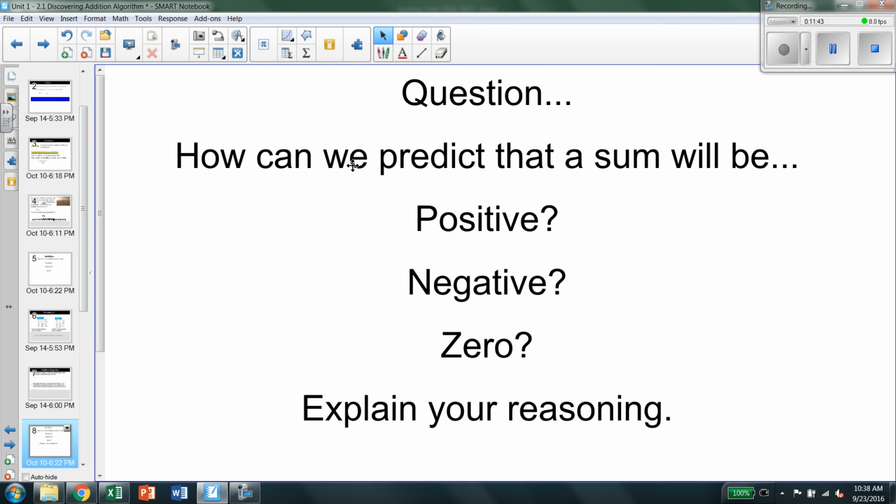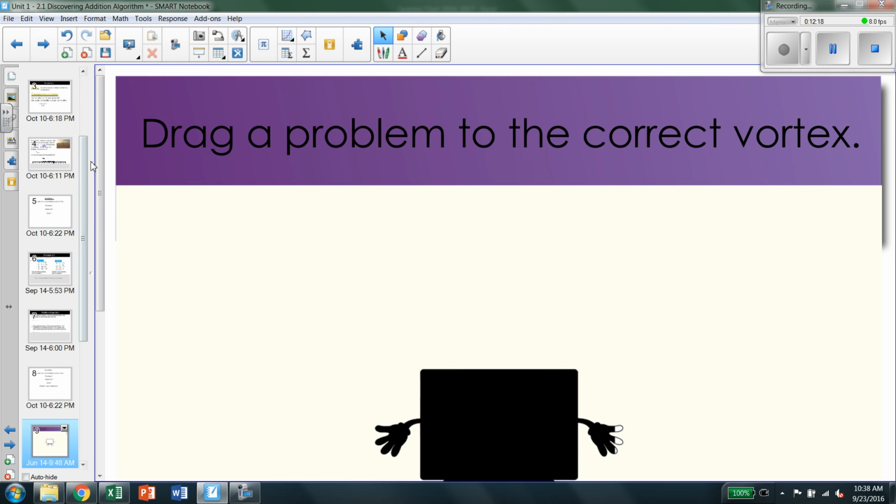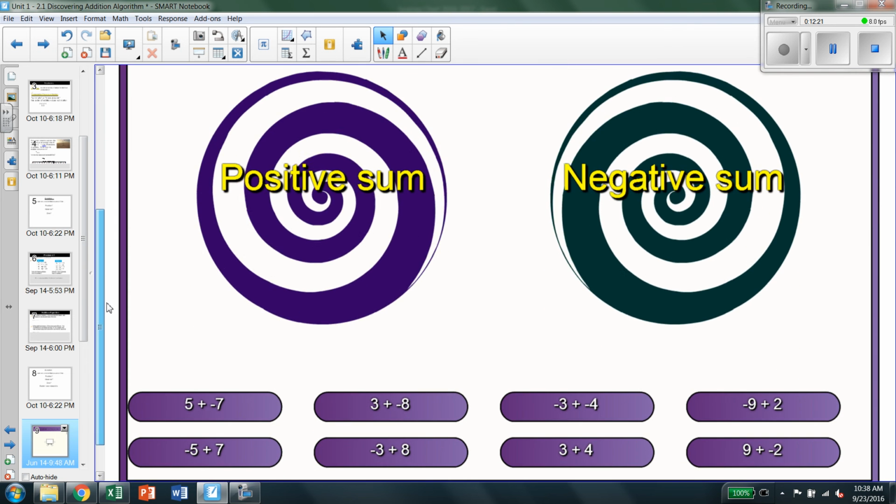So that brings us back to this question: how can we predict whether the sum will be positive? If we're adding 2 positive numbers, it's going to be positive. Or if we're adding a positive and a negative, if there are more positives, then the answer is going to be positive. We can predict if it's going to be 0. If we're adding 2 negatives, then the answer's got to be negative. Or if we're adding a positive and a negative and there are more negatives, then the answer is going to be negative. And 0, if the absolute values are the same, but one's a positive, one's a negative, then you're going to get a 0.